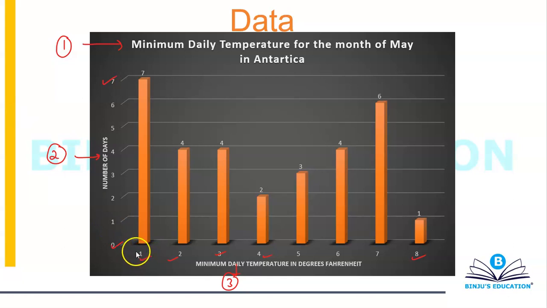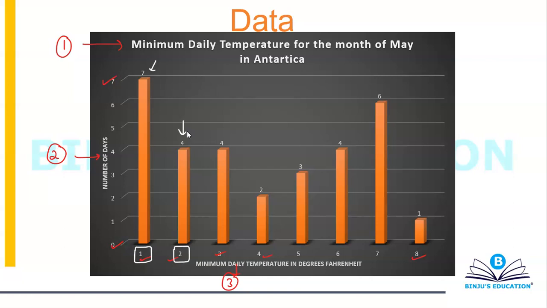Let's talk about this temperature, that is 1 degree Fahrenheit. So 1 degree Fahrenheit corresponds to 7 number of days. That means for 7 days the minimum daily temperature was 1 degree Fahrenheit. Similarly, 2 degrees Fahrenheit was the minimum temperature for 4 days. Which 4 days? I do not know that.